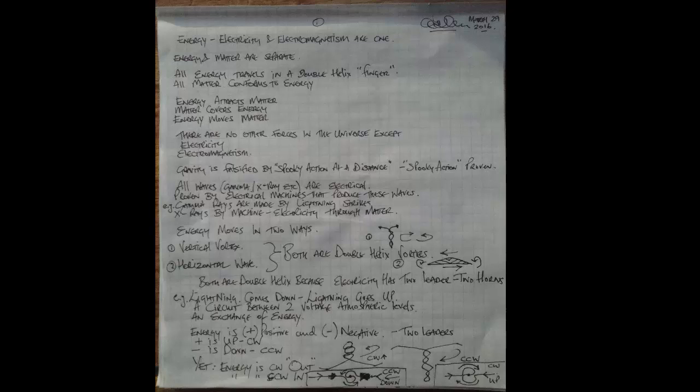Energy moves in two ways: a vertical vortex to a perpendicular horizontal wave, and both are double helix vortices. Both are double helix because electricity has two leaders, two horns. Lightning comes down, lightning goes up. A circuit between two voltage atmospheric levels, an exchange of energy. Energy is positive and negative, two leaders. Positive is up clockwise, negative is down counterclockwise. Yet energy is clockwise out and energy is counterclockwise in, as shown by the spins.